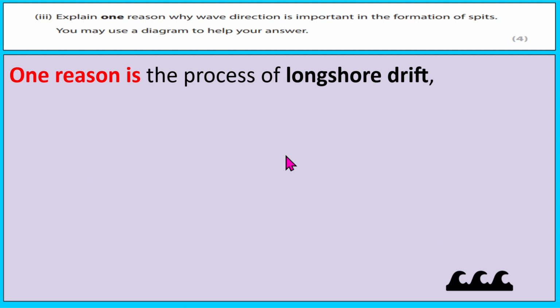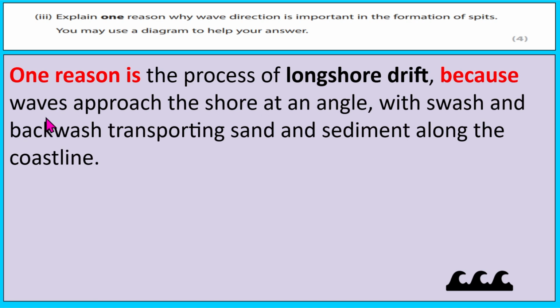This is a paragraph that I would have awarded full marks for when I was an Edexcel examiner. One reason is the process of longshore drift, because waves approach the shore at an angle with the swash and backwash transporting sand and sediment along the coastline. I could have put something about the idea of backwash being perpendicular, but I think I've done enough there. Okay, I've acknowledged that there is an angle, there is swash and backwash and transporting sediments. There's enough of my key geography language to definitely pick up that second mark there.